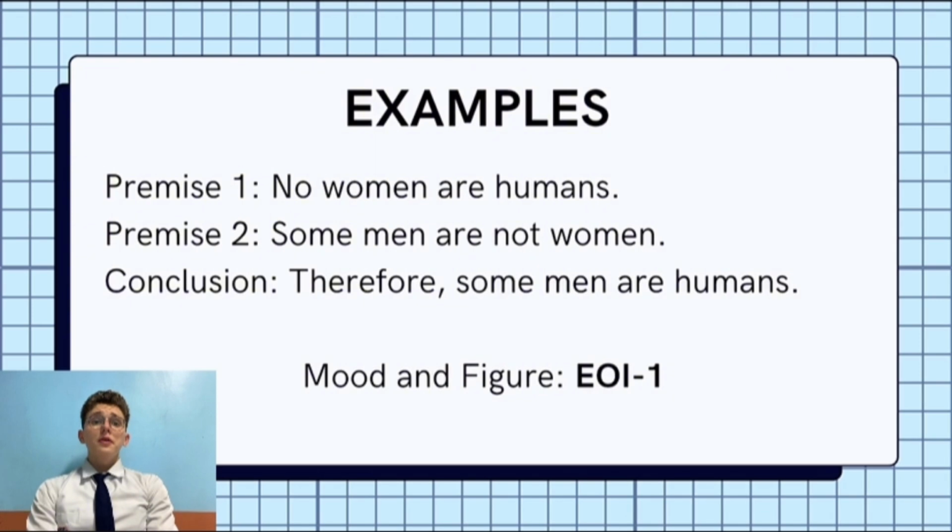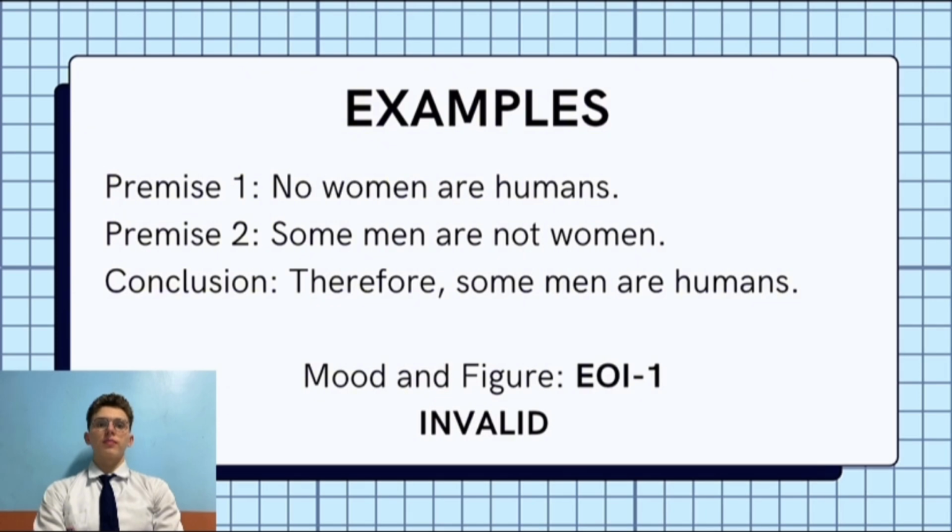Now that we have determined its mood and figure, let's identify if it is valid or not. Since we cannot find this form in Aristotle's table of validity, we can conclude that this categorical syllogism is invalid.